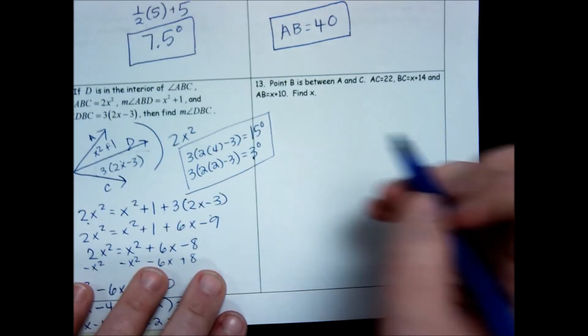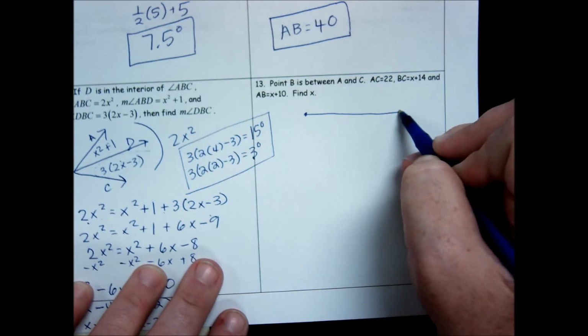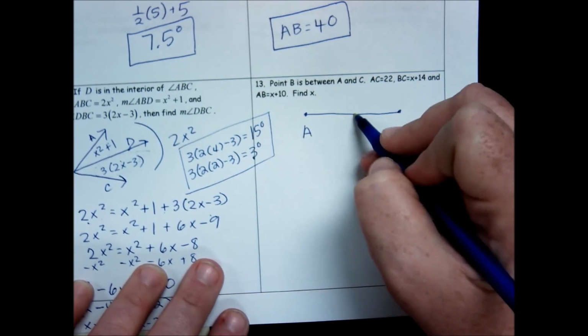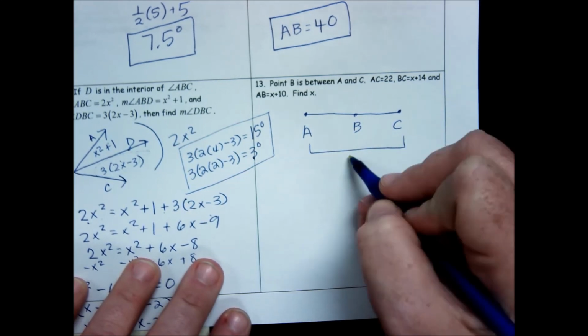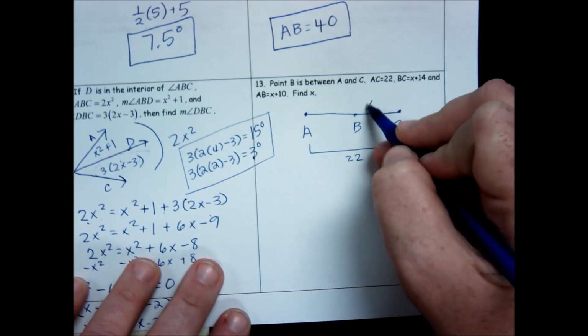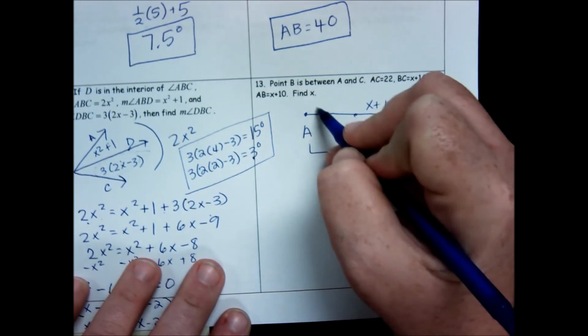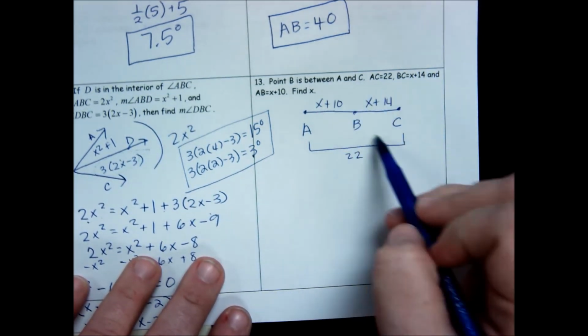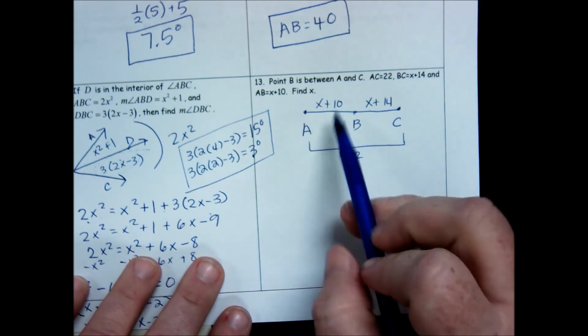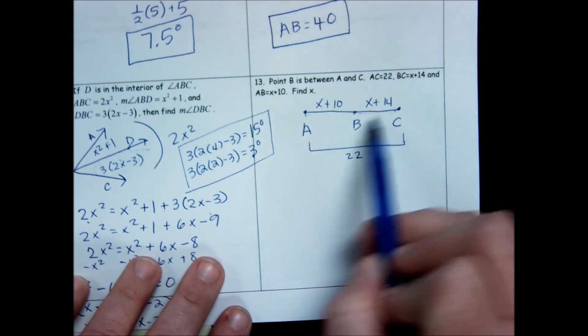Number 13. I have a point B somewhere between A and C. Not necessarily in the middle. It says that AC, this whole thing, is 22, BC is x plus 14, and AB is x plus 10. It says to find x. Well, in this case, I know to find x, I can use this segment addition postulate. This plus this equals the whole thing.